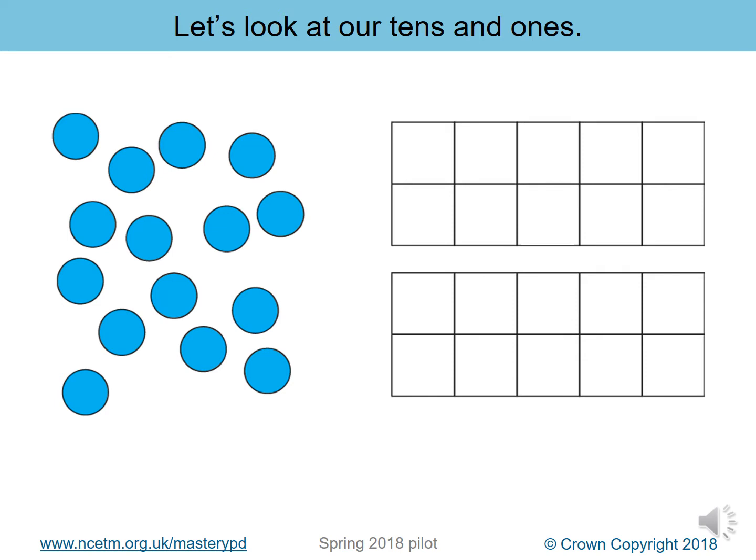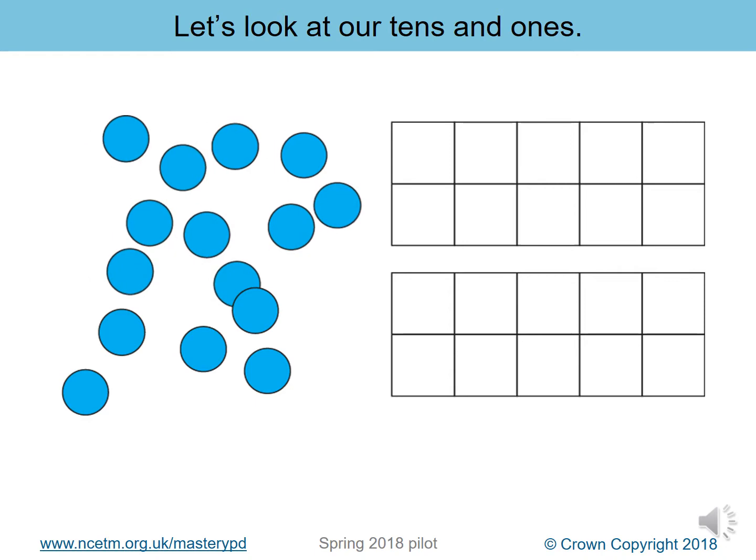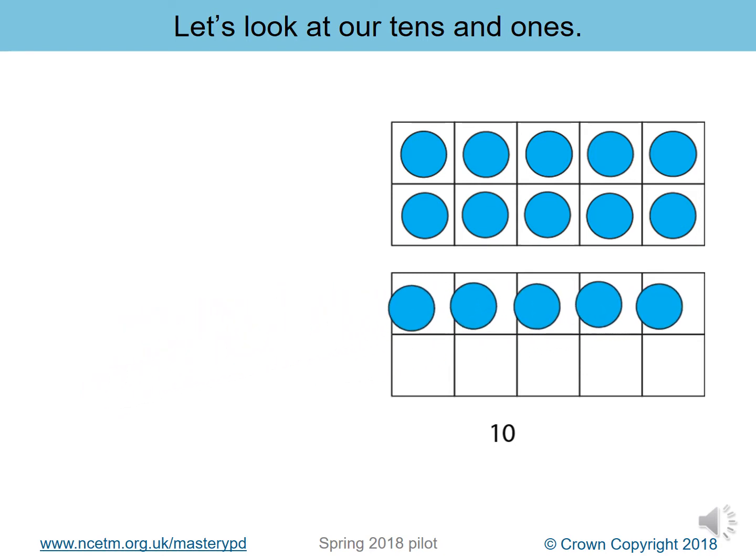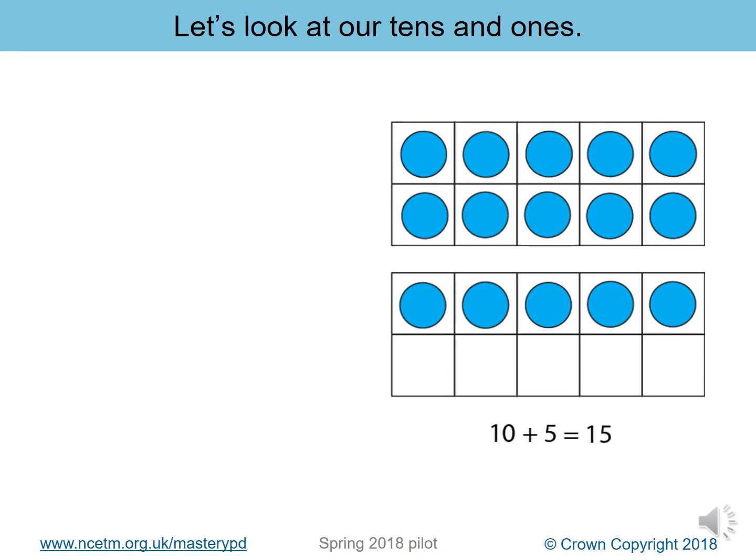So let's have a look at this. Here we've got some counters. I'm going to put them on my tens frame because it's a little bit easier to see how many we have. So here we have a full tens frame, so that is 10. And then I have 5 more counters, which is 5. So I have 15. We looked at that as 15 the other day, but if we pull that apart, if we partition 15, we have 10 and 5 ones. So it is 10 and 5, which makes 15.